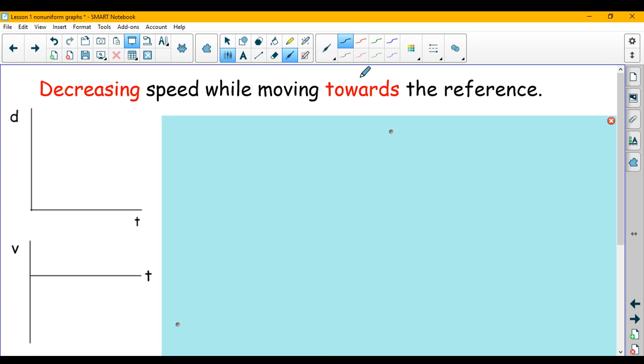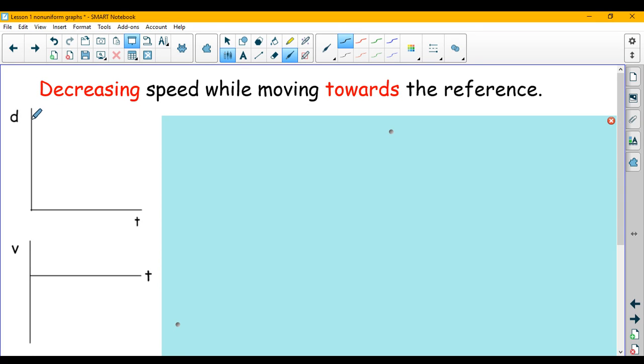Okay, so we're on our last scenario because there's only one possibility left. I'm going at a constant acceleration, but now I'm going to decrease my speed while moving towards the reference. Now, as soon as I see towards the reference, I know I need to start off up here. And I know it's going to be a curve because we've said we're talking about acceleration today. So we're going to have a curve.